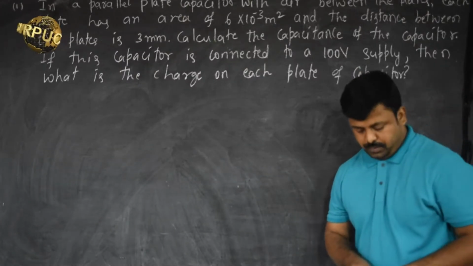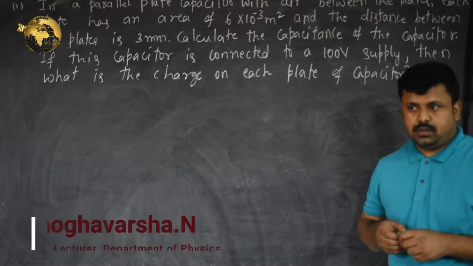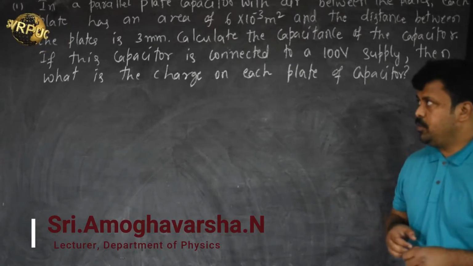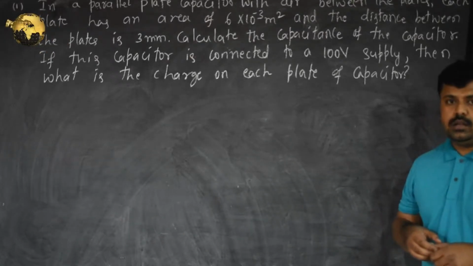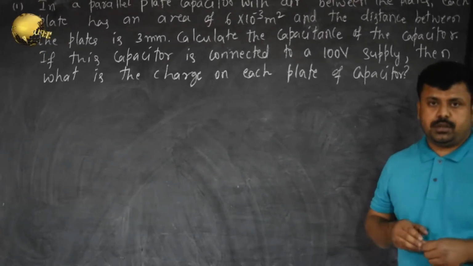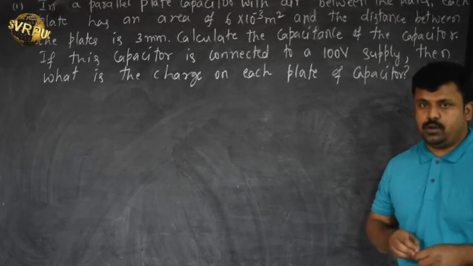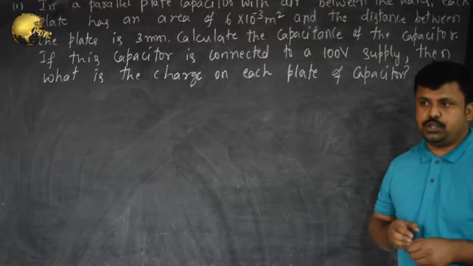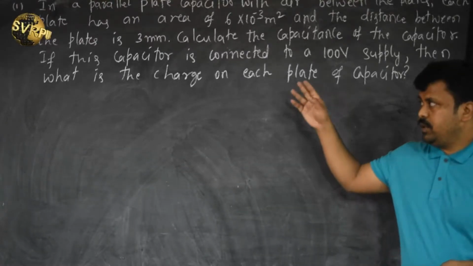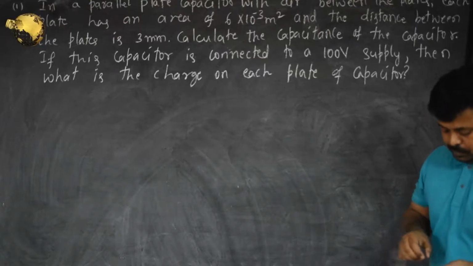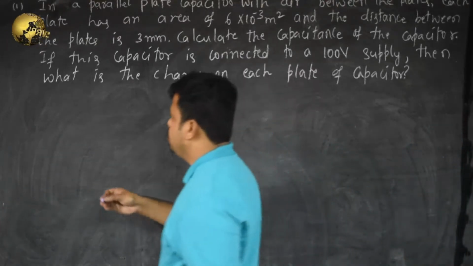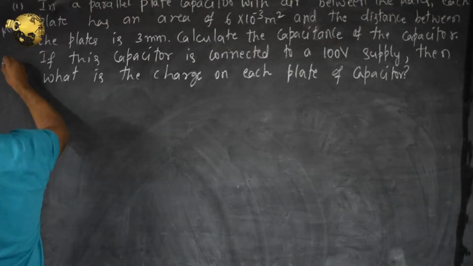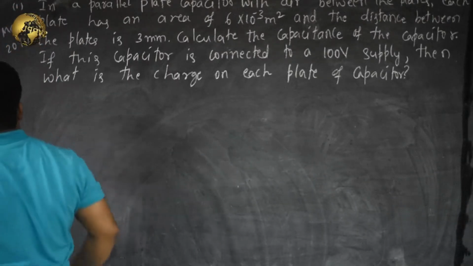Hello everyone. As informed, we will be solving the numericals. In this session, I will be starting from the first two units, which include chapters 1 and 2, electric charges and fields, and also electric potential and capacitance. From that, I have chosen the first question. It was asked in the March 2014 examination. So let's solve this.